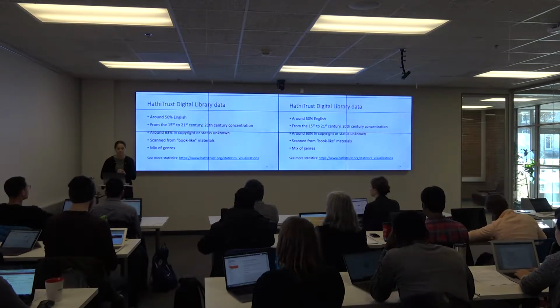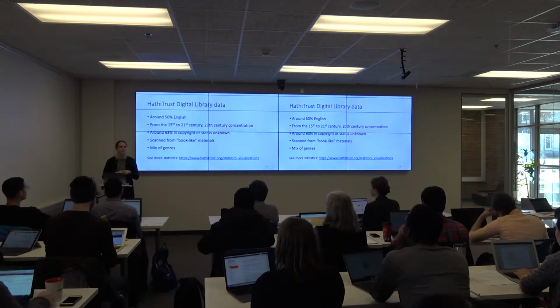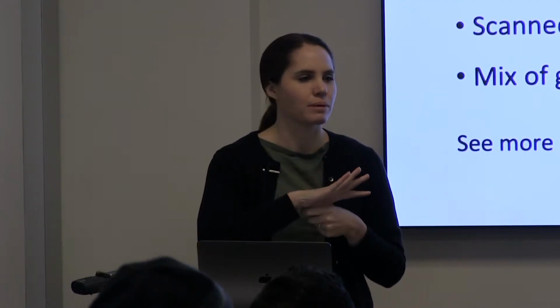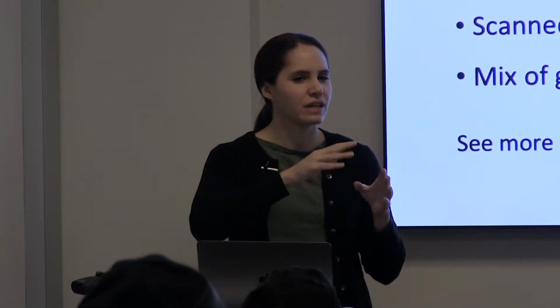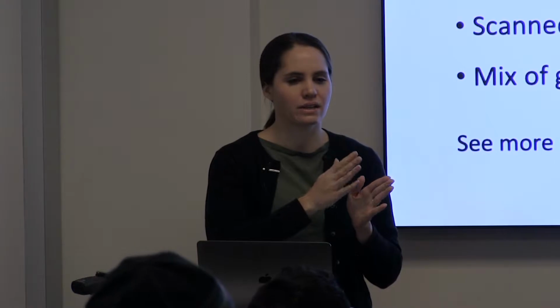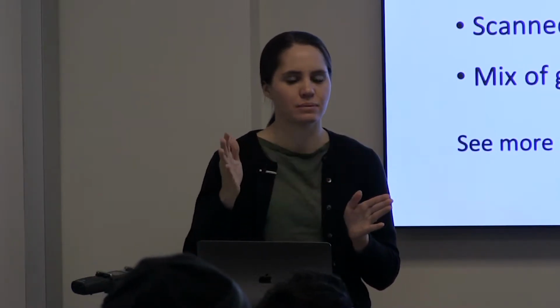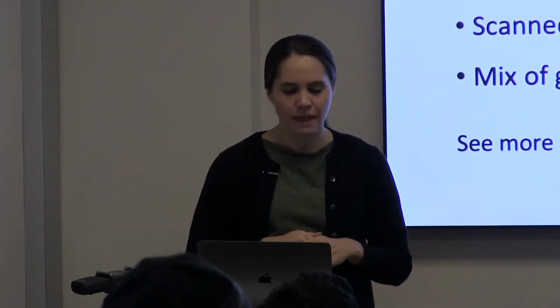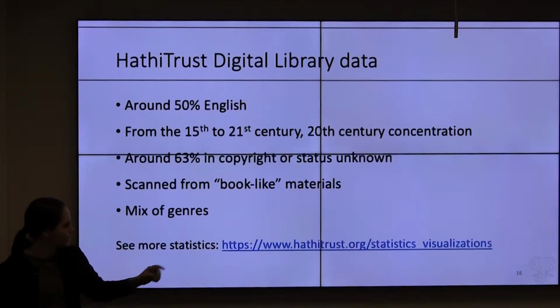And the materials come from the 15th through the 21st century, although there is a concentration in the 20th century. And that has to do with digitization priorities at member libraries, so they have to choose what's getting scanned. And also the fact that many more things started to be published in the 20th century. There's sort of a cliff that I think is around 1980, 1990 in the digital library. So there are things in there that were published between 1990 and the present day, but the concentration tends to be closer to the beginning of the 20th century. And there's a mix of genres. You can access statistics that are updated daily, which is sort of fun to see the library as it grows.